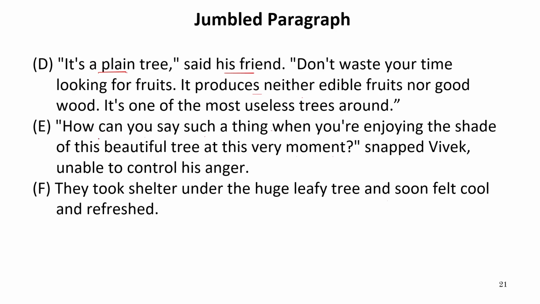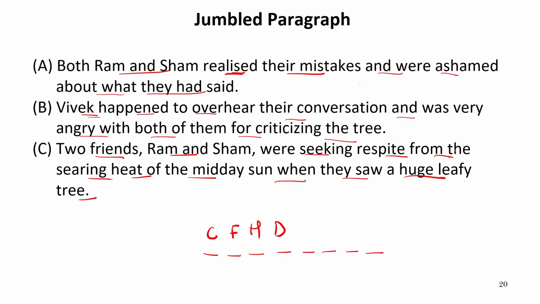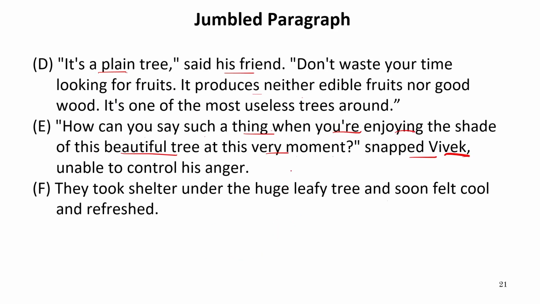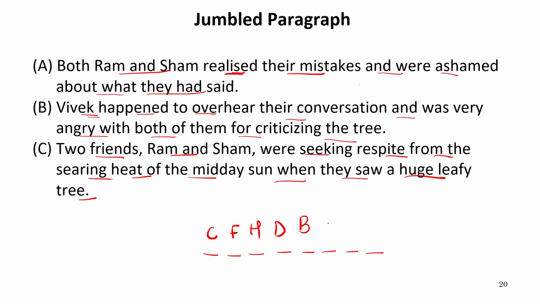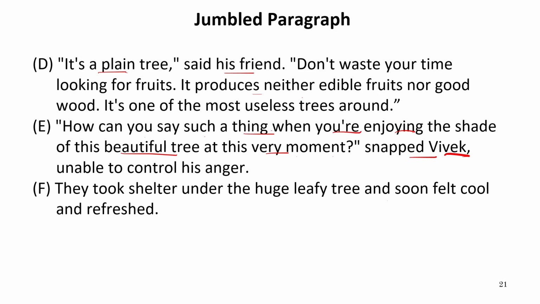Now let us see, how can you say such a thing when you are enjoying the shade of this beautiful tree, snapped Vivek. Now another person enters, that is Vivek, but till here we don't know about him. Vivek happened to overhear the conversation and was very angry. So here, first of all, he got angry. So after D it should be B and then E, because here his anger explodes. So after B it should be E, and after that, snapped Vivek, unable to control his anger.